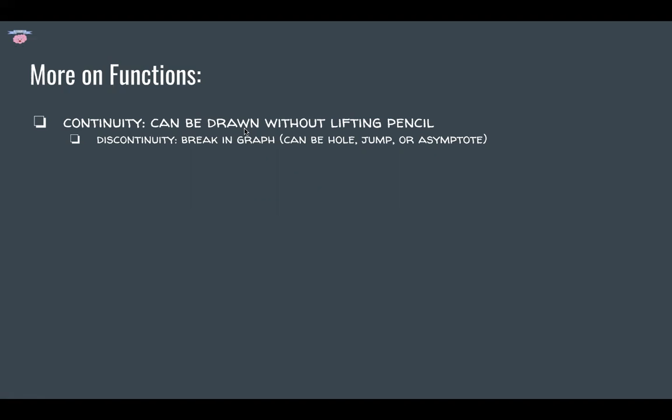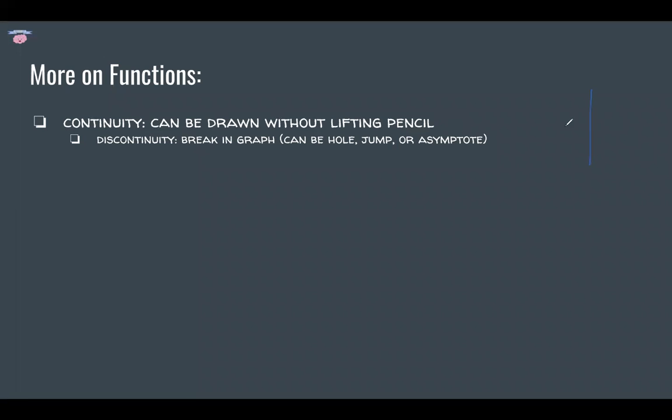So basically you have to lift your pencil. And notice when I say lifting pencil, that's basically like a child's definition of it, because when we talk about limits, we'll actually get into the mathematician's definition about it. But in Algebra 2, it's important to know about continuity without limits. So discontinuity is a break in graph. It can either be a hole, a jump, or an asymptote.